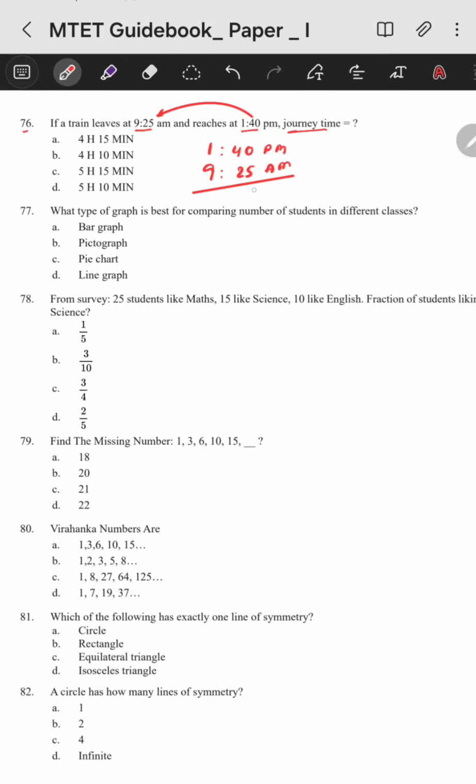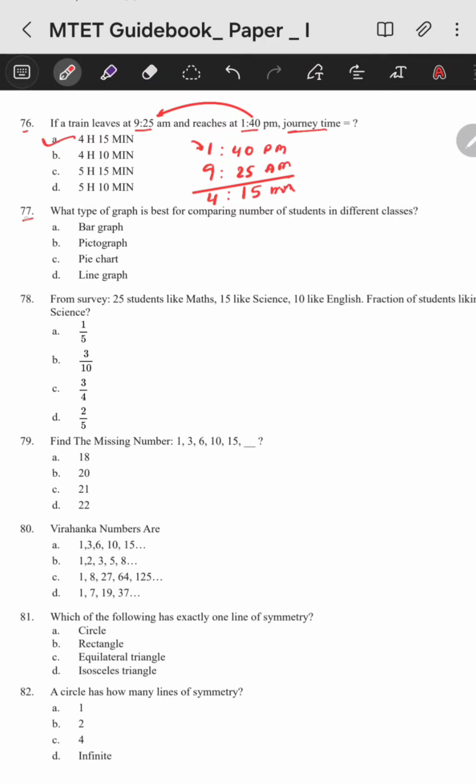10 minus 5, that is our 5. 3 minus 2, now it is 3 because 1 we carried here. So 3 minus 2 will be 1. Now that 1 is how much exactly? After 12 o'clock, it is 1 o'clock. That means 13. 13 minus 9, how much? That is our 4. So if you see here, which one is the correct option? Option A is your correct option here. 4 hours and 15 minutes.